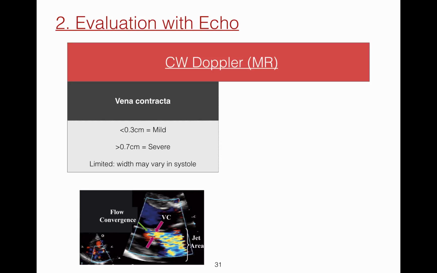A vena contracta width less than 3 mm is supportive of mild mitral regurgitation. A vena contracta width between 3 and 7 mm is supportive of moderate regurgitation, and a vena contracta width greater than 7 mm is indicative of severe mitral regurgitation. This measurement is limited by the fact that the width of the color jet can vary in systole.